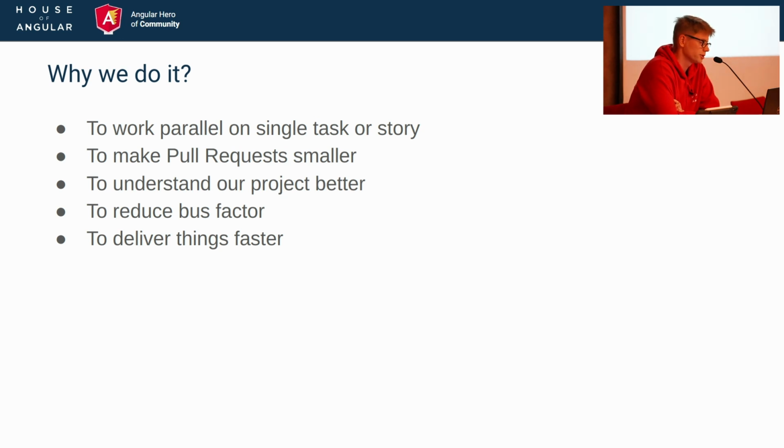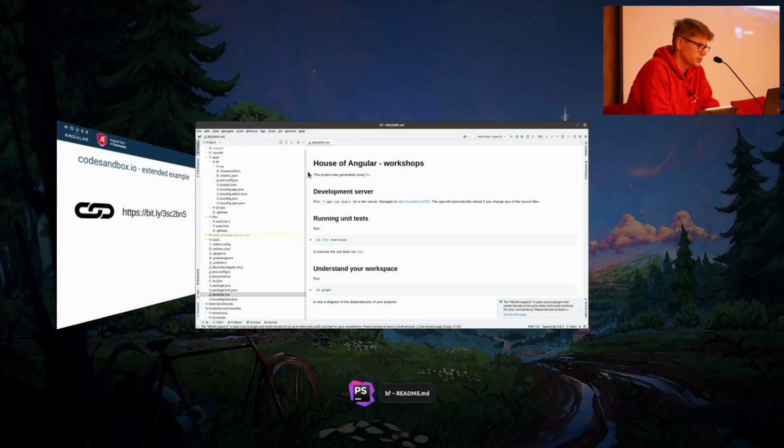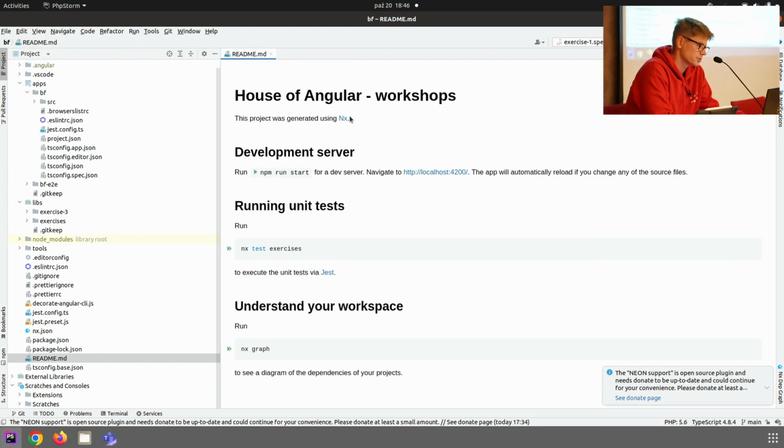And of course, at the end, we do it to deliver things faster. And that's it. You can check the extended example of what I showed you here, with some more details, like added value objects, making sure that all the objects are created correctly. You can use this QR code or this URL to check it by yourself. And at the end, I will just show you how to use the repository.